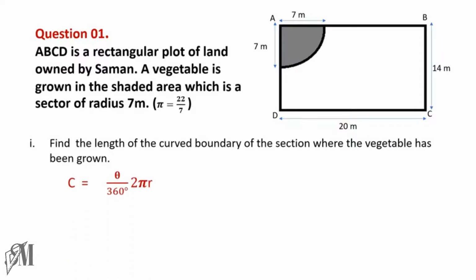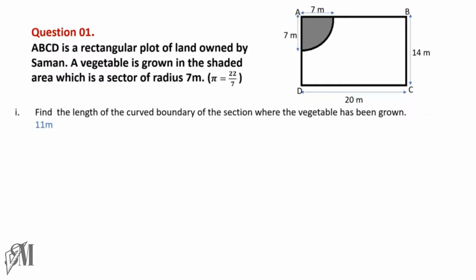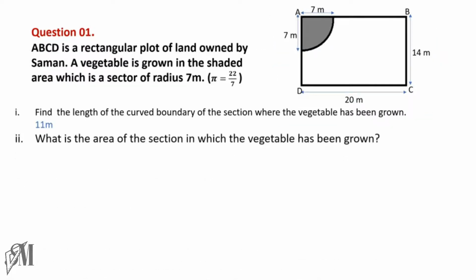By applying this equation to this shaded region where theta is 90 degrees, we get the answer as 11 meters. The second part of the question is to find the area in which the vegetable is grown. That is, we have to find the area of the shaded region. Just like before, we apply the equation of area of a sector, that is theta over 360 into pi r squared. So by applying this equation, we get the answer as 38.5 meters squared.